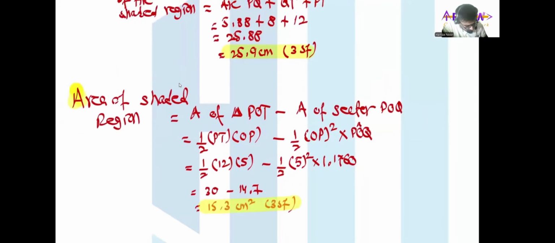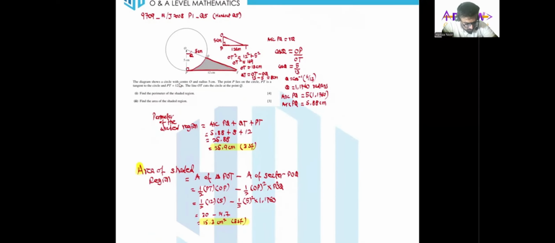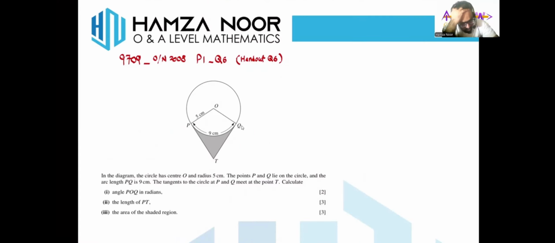As simple as that. So here was the solution of handout question number 5, May June 2008, paper 1, question number 5. Now let's move on to the next question, which is question number 6, October November 2008, paper 1, question number 6. It says that in the diagram, circle C has center O and radius 5 centimeter. The points P and Q lie on the circle, and the arc length PQ is 9 centimeter.